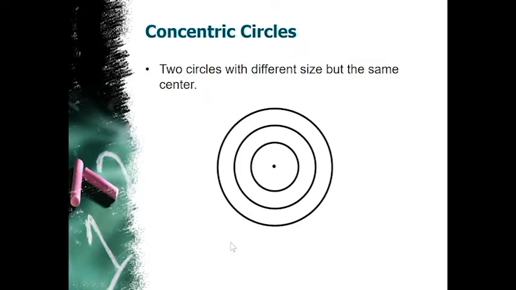You could also have what we call concentric circles. Concentric circles are two circles with different sizes but the same center. You can think of the store Target, and the emblem of the Target symbol would be a bunch of concentric circles.